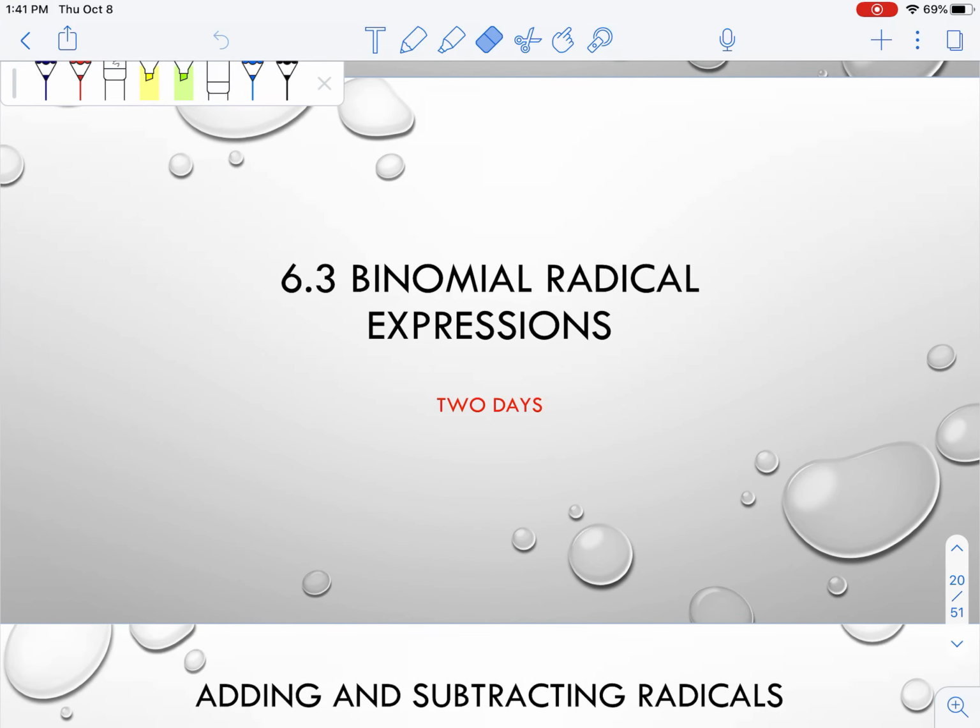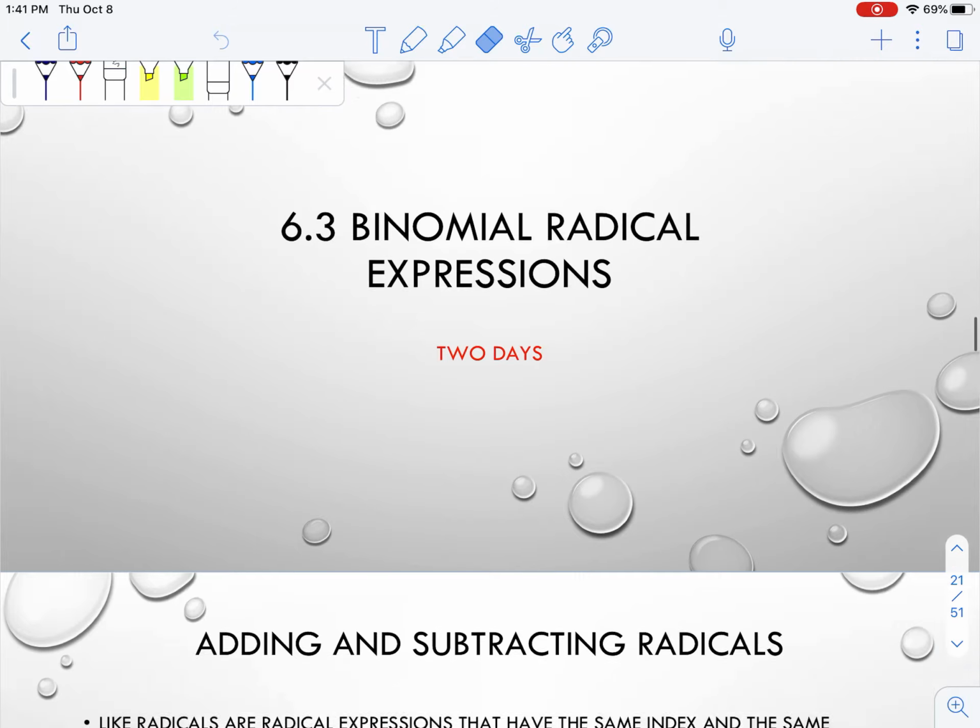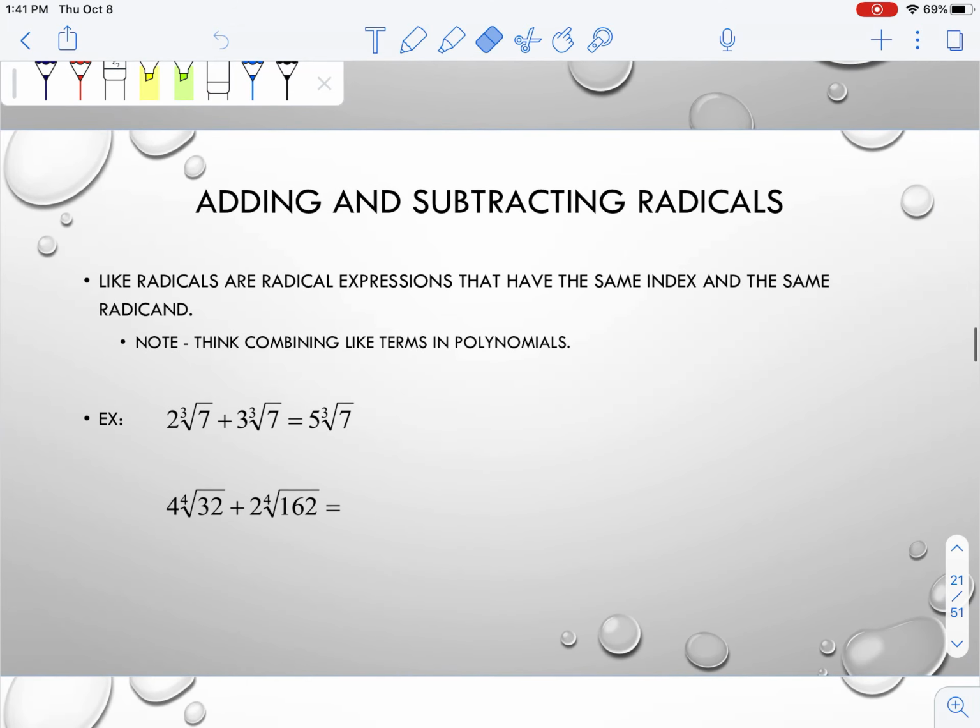All right, everybody, welcome back here. Lesson 6.3, binomial radical expressions. Today we're going to talk about adding and subtracting radicals. Basically, once you simplify them, they just become like terms.